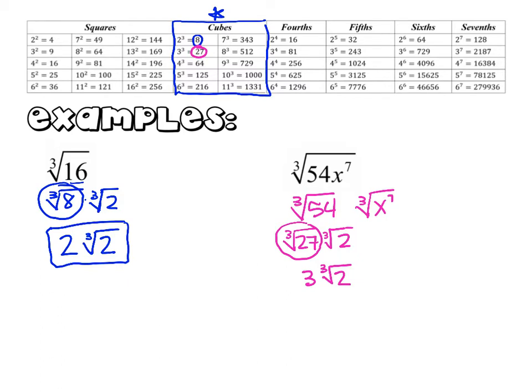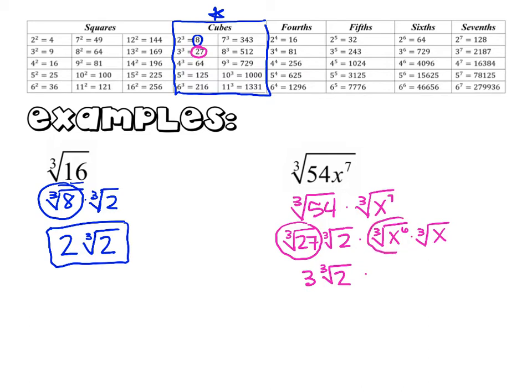The cube root of x to the 7th. Well, it's up to you if you want to break it into something divisible by 3 and then the leftovers. So the cube root of x to the 6th, because 6 is divisible by 3. And then I still need one more x there to make x to the 7th altogether.